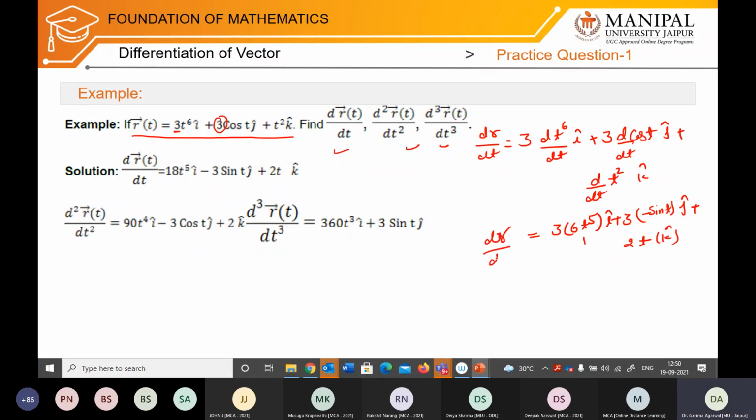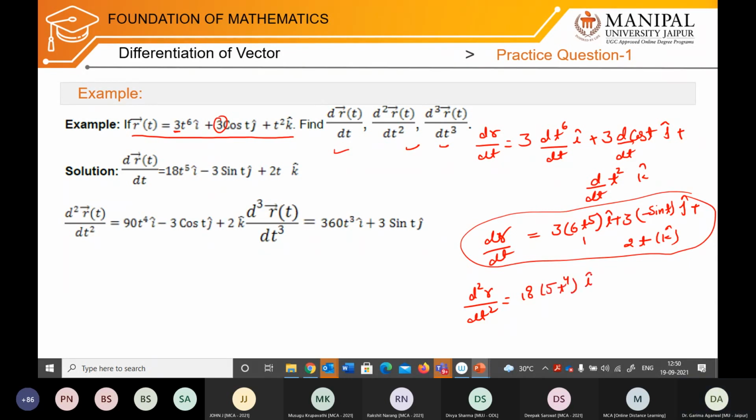This is the first order differentiation. Now if I find the second order differentiation, that is the differentiation of this term. 6 into 3, 18, this is constant. Now the differentiation of t raised to 5 is 5t raised to 4, i cap, minus 3 times the differentiation of sin t, which is cos t, j cap, plus 2. The differentiation of t is 1, k cap.